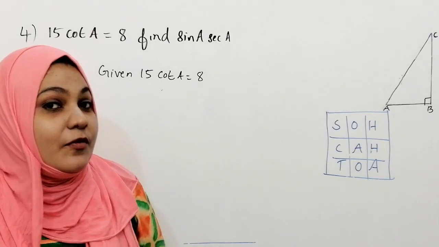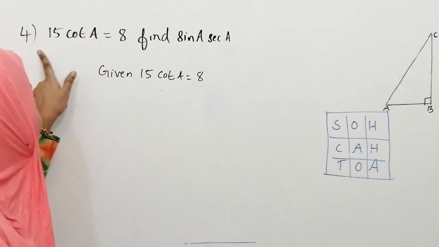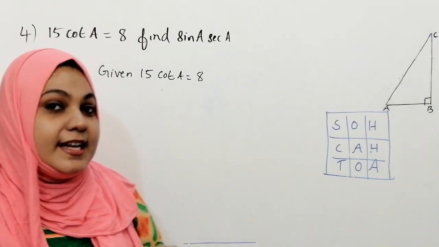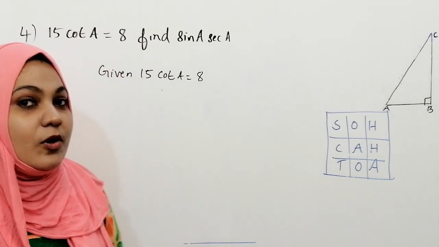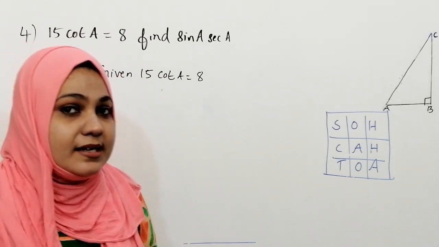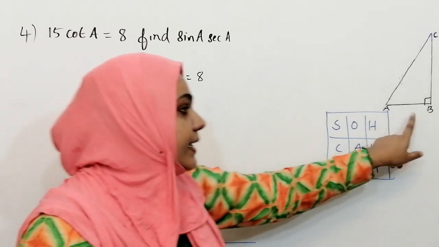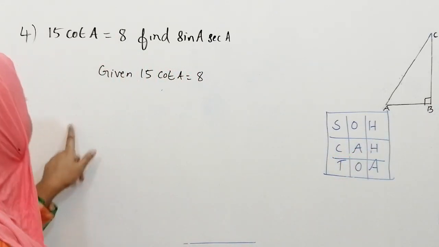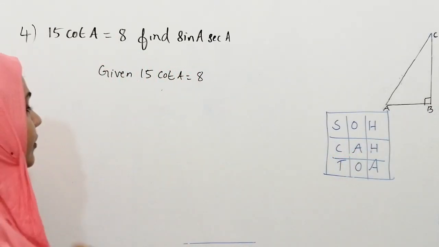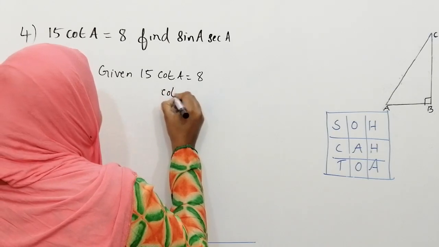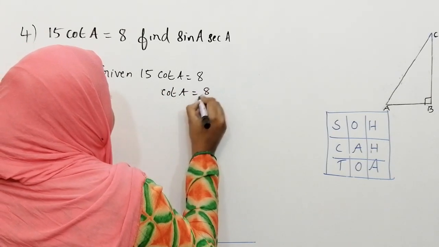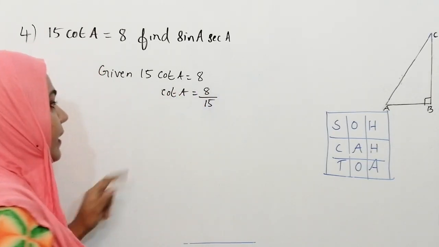Let's start with our fourth question. This is our fourth question. 15 cot A is equal to 8. Find sin A and cos A. Let's assume a right angle triangle ABC, right angle at B. It's given 15 cot A is equal to 8. You know that cot A is equal to 8 by 15.